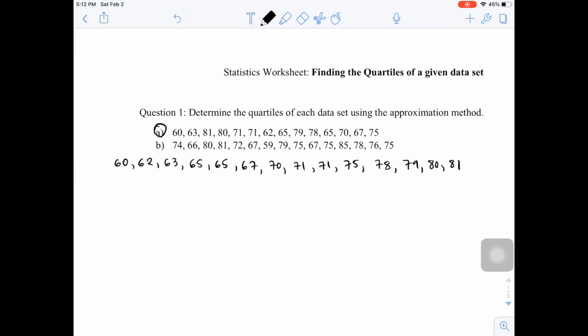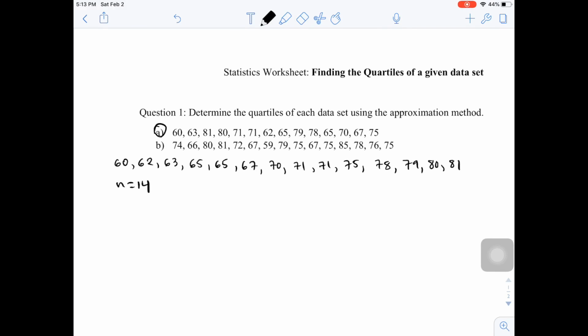Now that we have placed our data in order, the next thing we need to do is to find the median. The median is the value of the dataset that breaks the dataset into two equal parts. So that means that we need to find the value that breaks our dataset into two equal parts. To do that, the first thing we need to know is how many values we have in our dataset. By counting the values here, we see that we have 14 values.